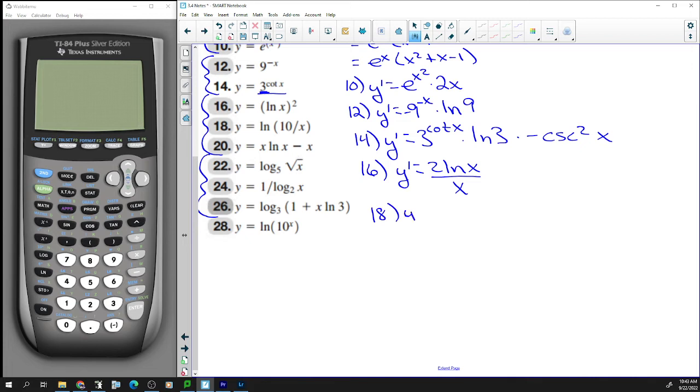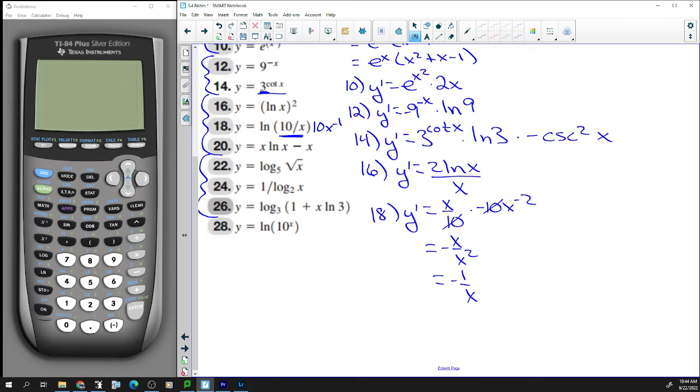18. Y prime is the reciprocal of this. I could write 1 over 10 over x, but that's x over 10. And then times, let's see, that's 10x to the negative 1. So times negative 10x to the negative 2. So these cancel out. You get negative x over x squared. So negative 1 over x.